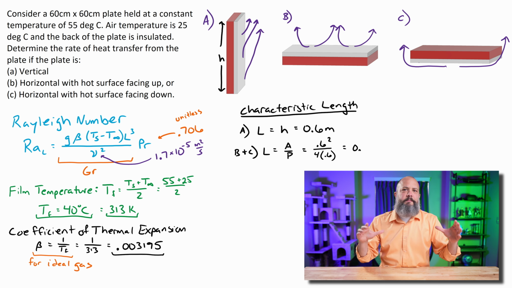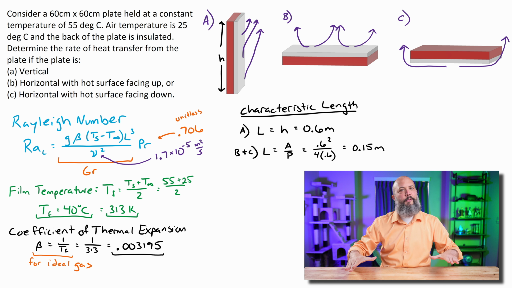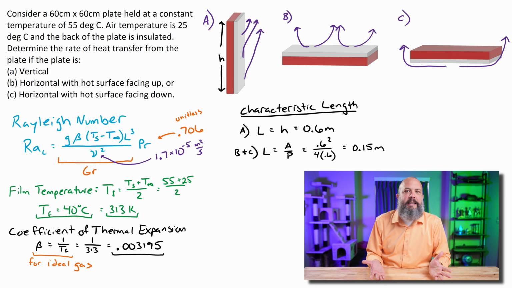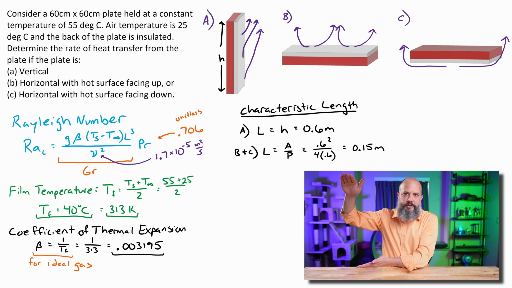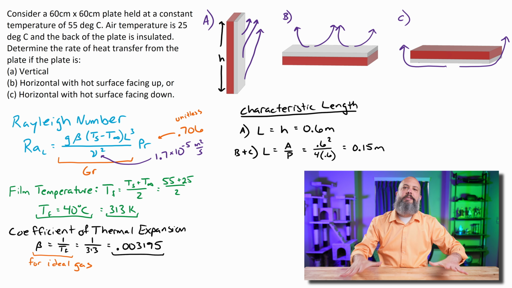And for a square or a circle, this will end up being like the length divided by 4 or diameter divided by 4, which essentially is like the hydraulic radius you may have seen in your fluid mechanics class. So 0.6 characteristic length for the vertical surface, 0.15 characteristic length for the horizontal surfaces.